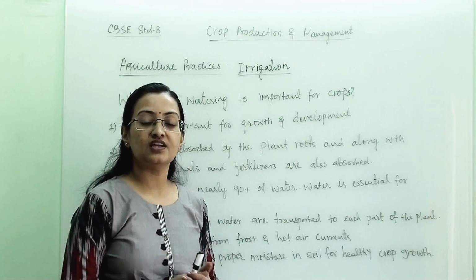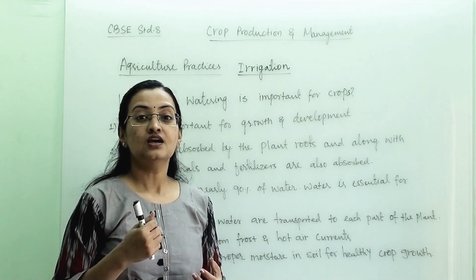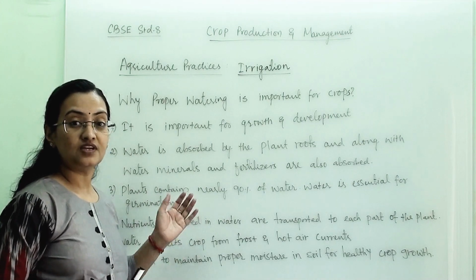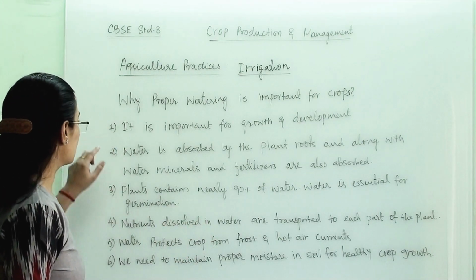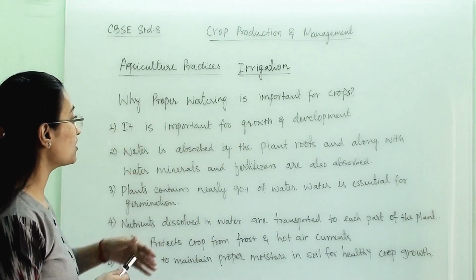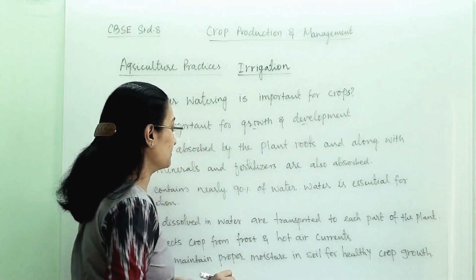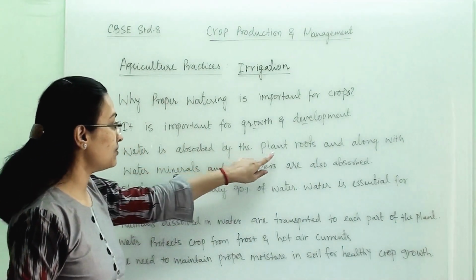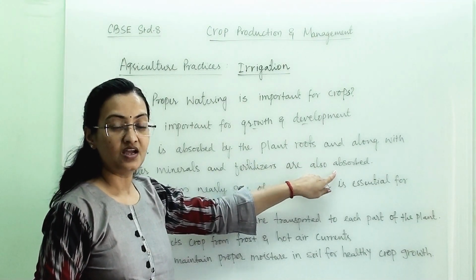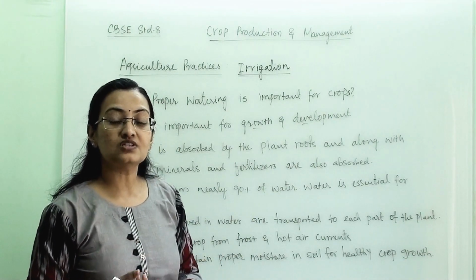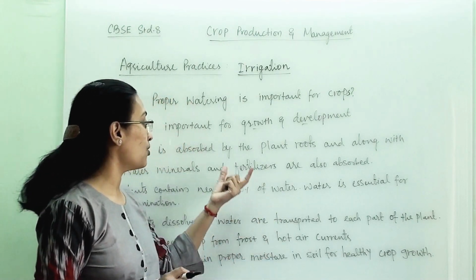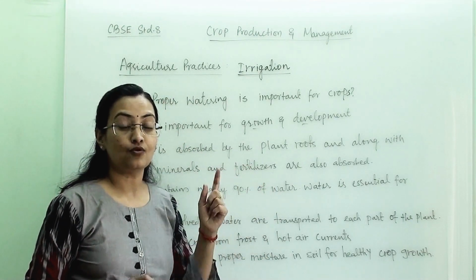Why is irrigation very important, and why do we always give proper importance to watering a plant? These are the reasons why we need optimum water for our plants. So why is proper watering important for crops? First, it is important for growth and development. Second, water is absorbed by the plant roots, and along with the water, minerals and fertilizers are also absorbed. They are important for healthy plant growth and for maximum yield.